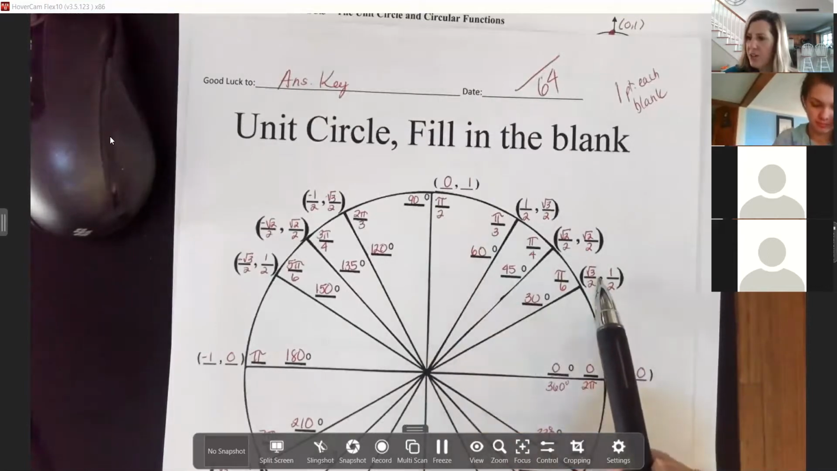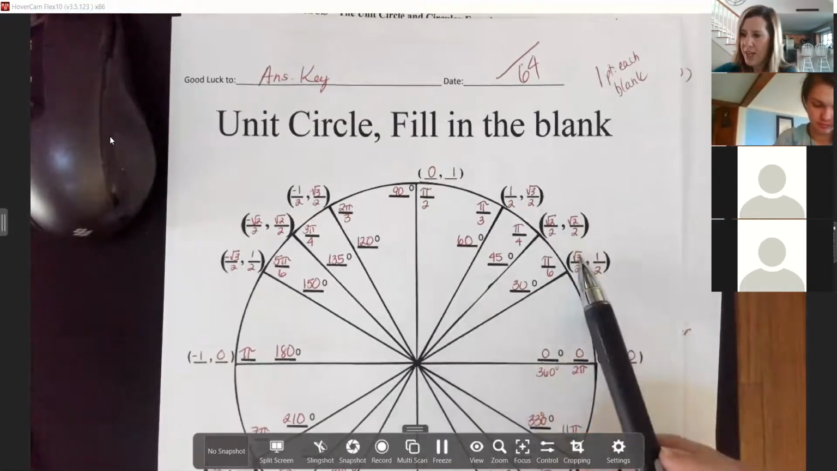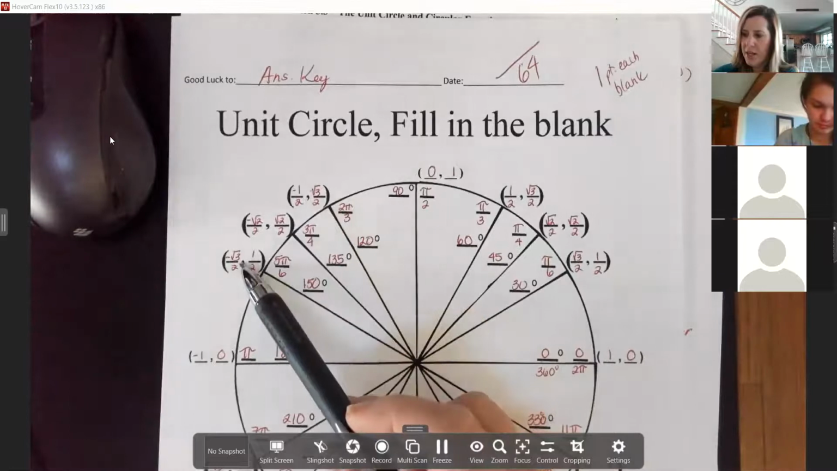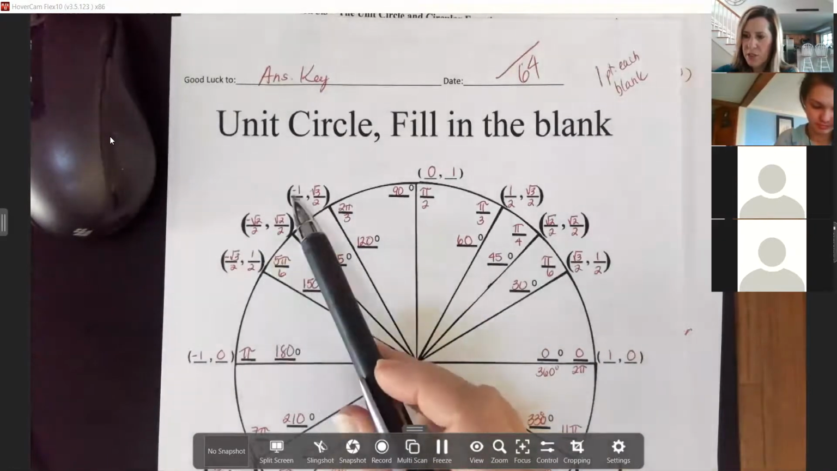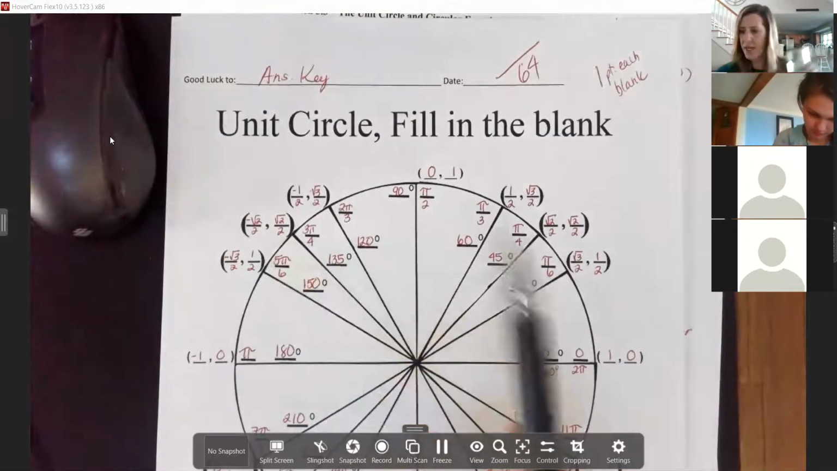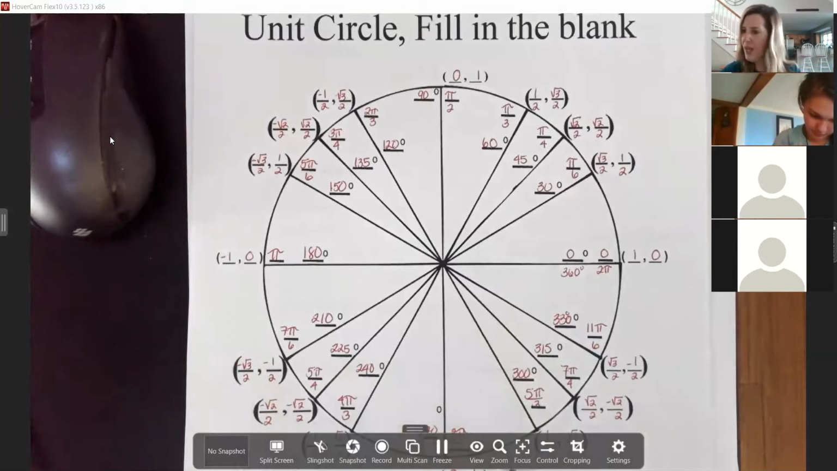And then there's a pattern to these. So in the first quadrant, the x and y coordinate are both going to be positive, right? In the second quadrant, the x coordinate's negative and the y coordinate's positive. In the third quadrant, they're both negative. And in the fourth quadrant, x is positive, y is negative.